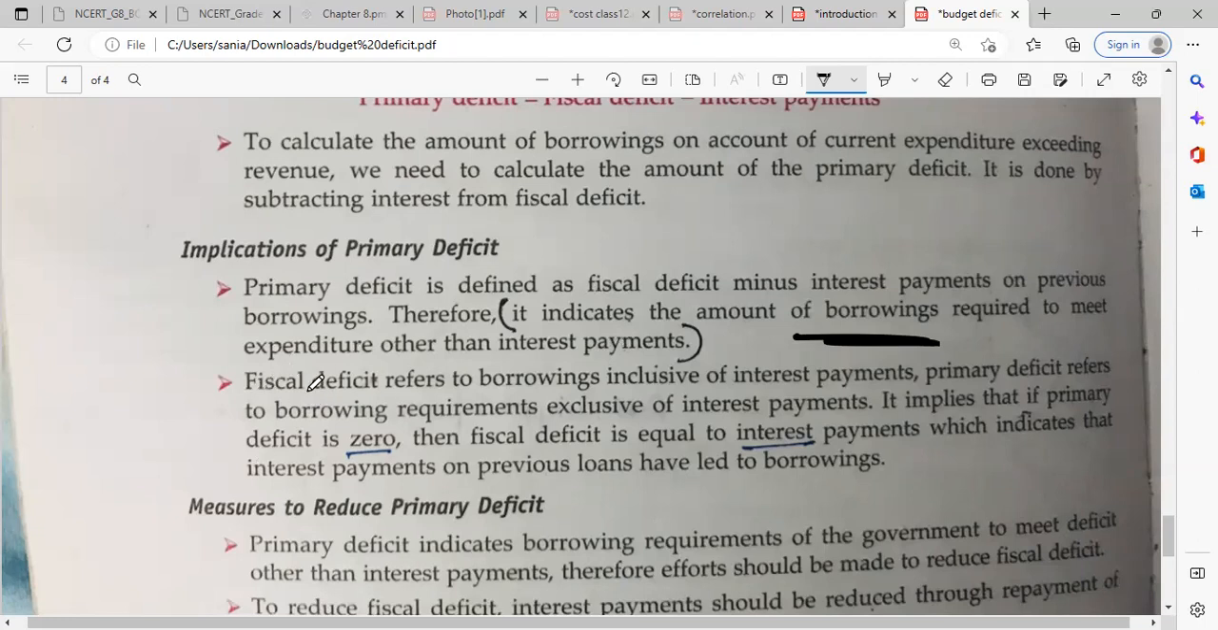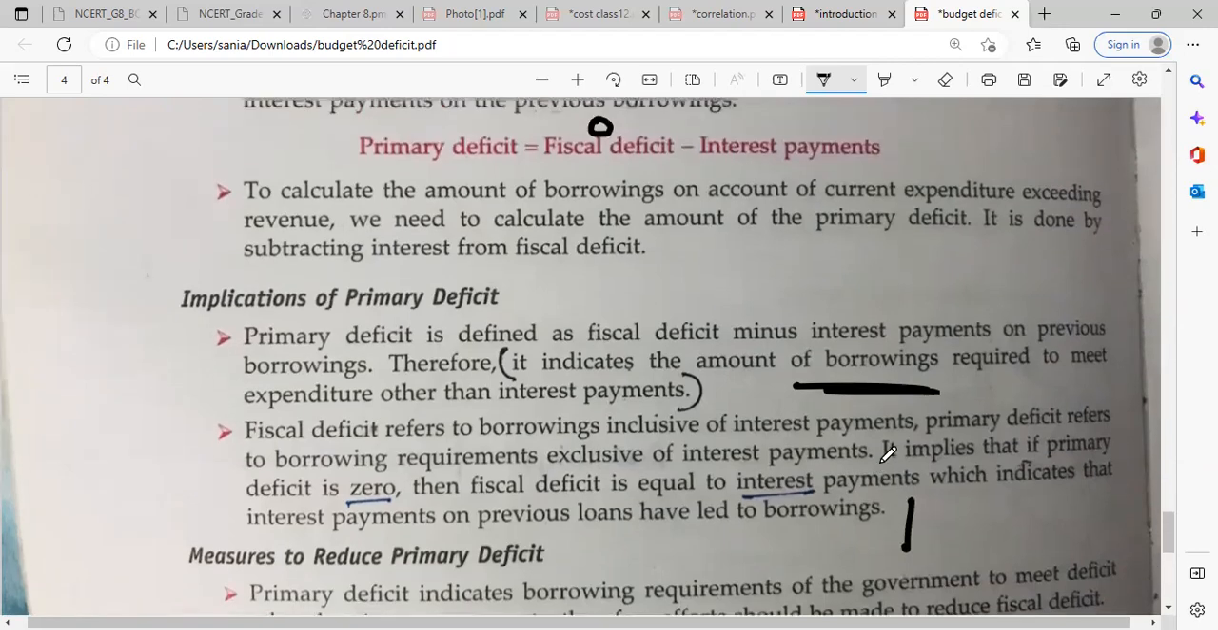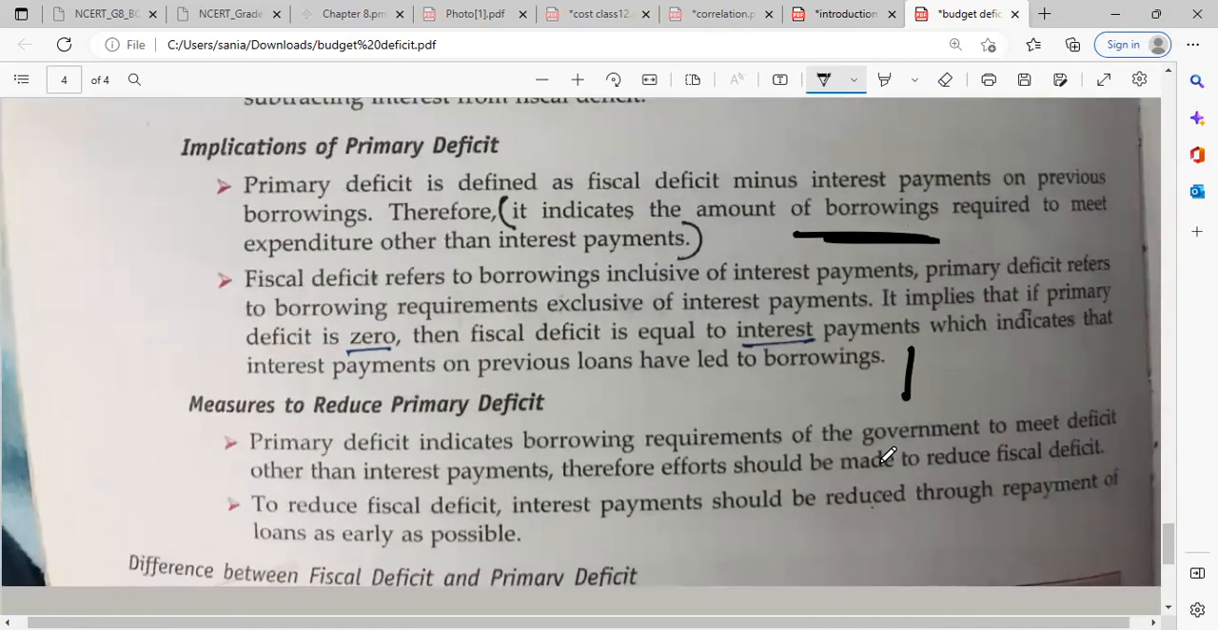And this one I already told you: fiscal deficit refers to borrowing inclusive of interest payment. Primary deficit refers to borrowing requirement exclusive of interest payment. It implies that if primary deficit is zero, then the fiscal deficit is equal to the interest payment. Clear? Which indicates that the interest payment on the previous loan has led to borrowing. Quickly read it and then we'll do the measures.